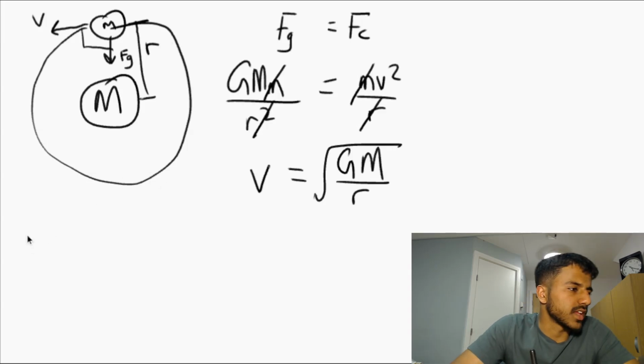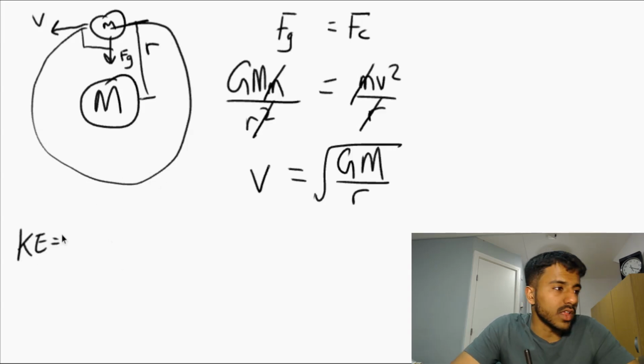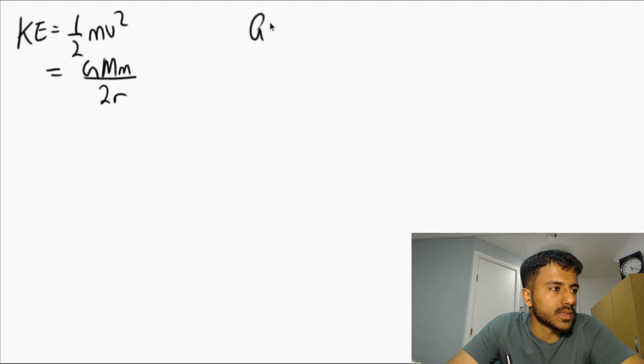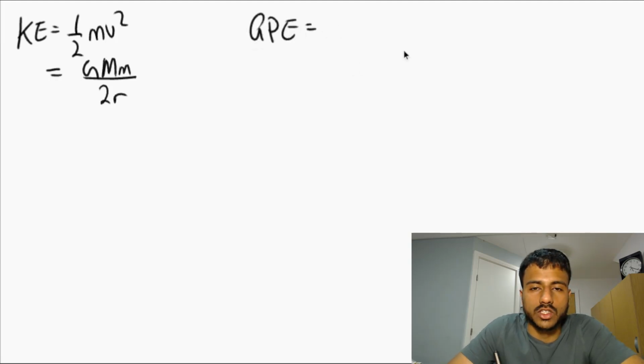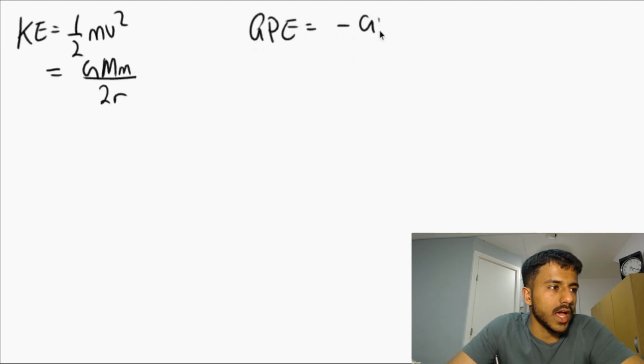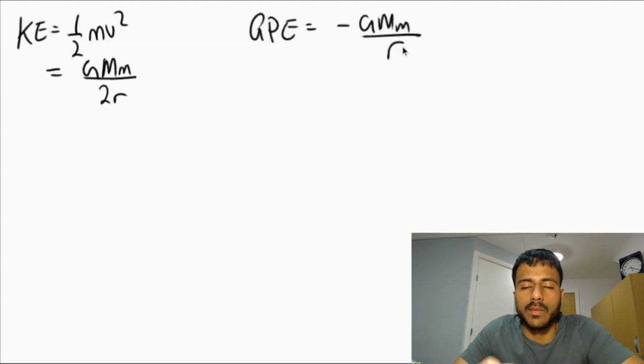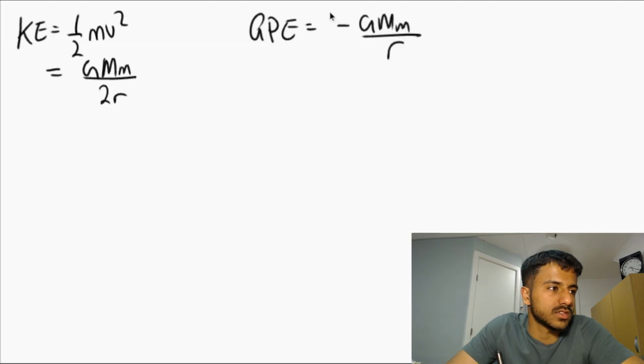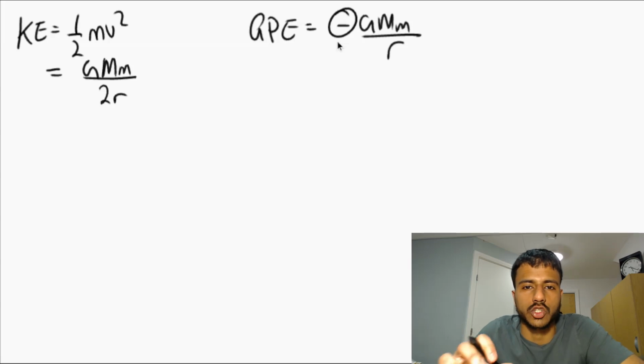So if we were to find out the kinetic energy of this object, well, we know that kinetic energy is obviously half mv squared, and v squared in this case is GM over r, so we would get that the kinetic energy is equal to GMm over 2r. And we know that the gravitational potential energy of this satellite is going to be equal to minus GMm over r.